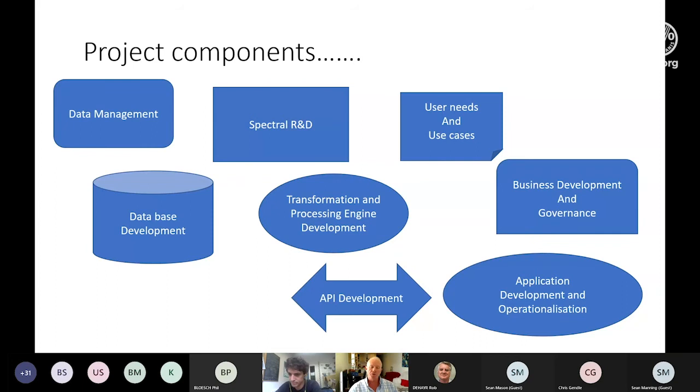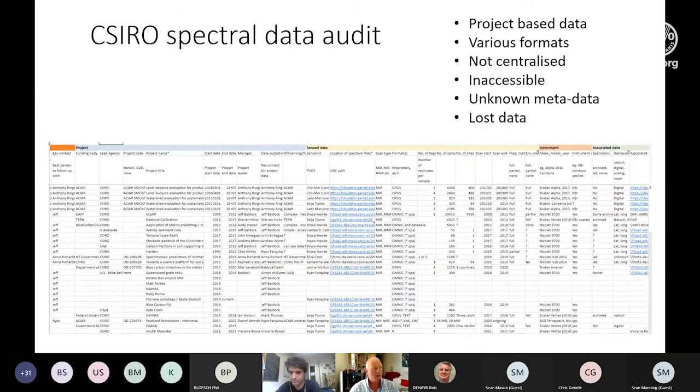So I'm just going to whip through what we've done so far in our project. First thing for us was to do this data audit. At the moment, CSIRO has done huge numbers of project-based spectral analyses, and so we end up with bits and pieces of data all over the place in various formats. It's not centralized. It's very inaccessible if you don't know where it is or what it is. There's very little metadata around how those spectra have been captured. And worst of all, we lose lots of data from those projects. I'm sure that's not uncommon for people, but moving forward, that's something we really have to consider.